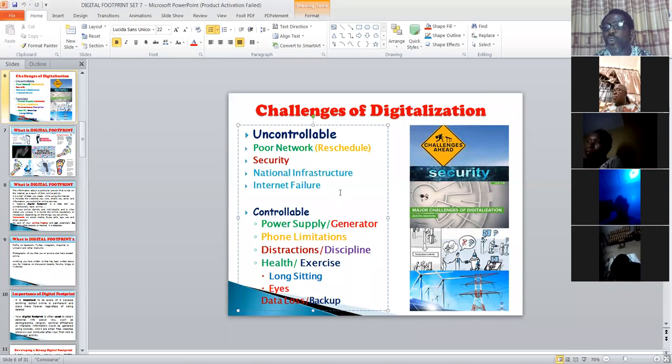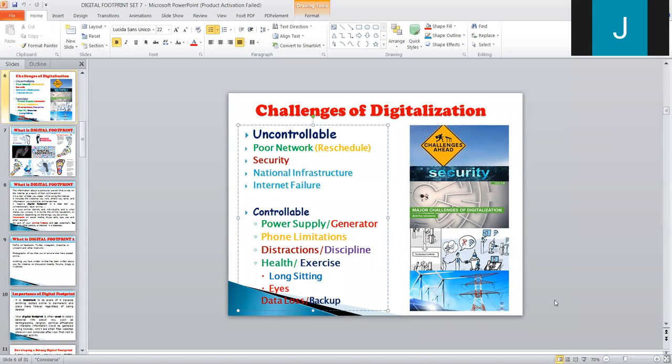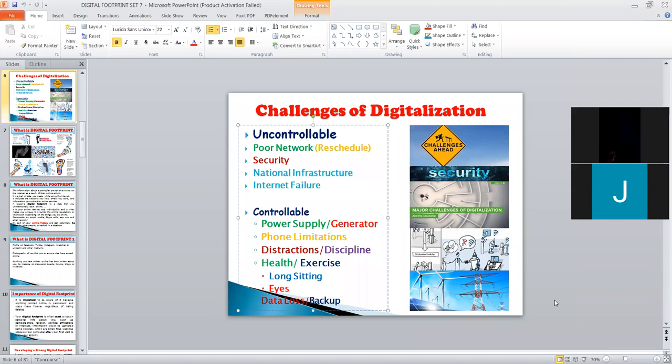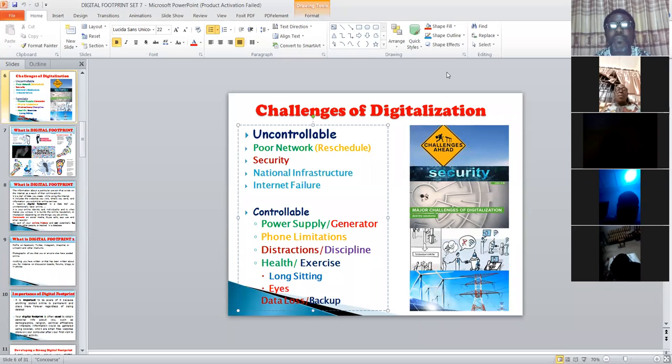Now, what are the controllable challenges? The controllable challenges include power supply. If there is power failure, you use generator. There are phone limitations. Now, of course, you buy a new phone. What I want to now talk about basically or majorly is this issue of distractions.